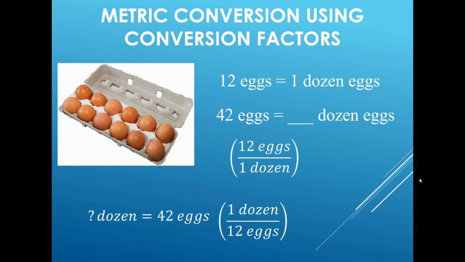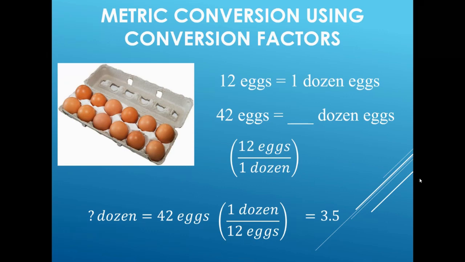But what if we bring this other conversion factor down and use it instead? What happens now? Now we get 42 times 1 divided by 12. The answer here is 3.5. Okay, so first off, that number seems a lot more reasonable. If a dozen represents 12, we should not have more dozen than we have total number of eggs.